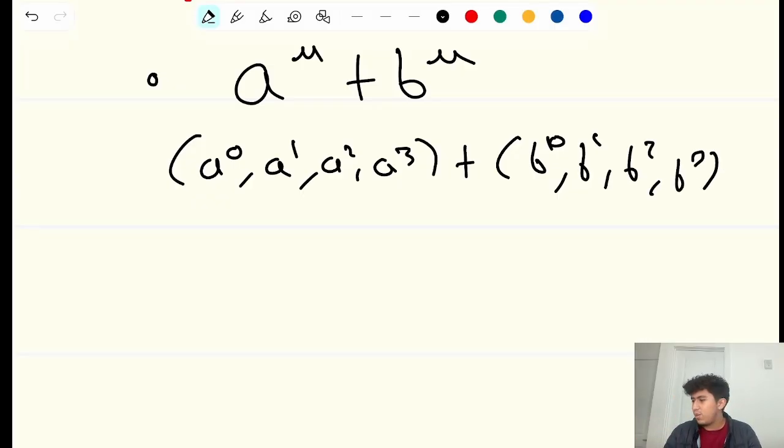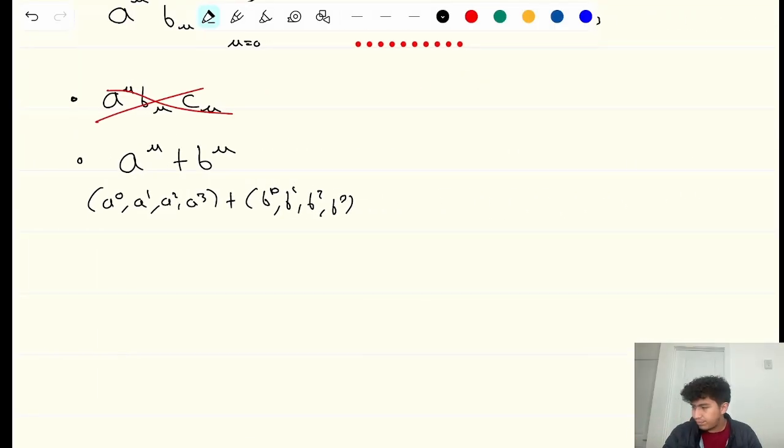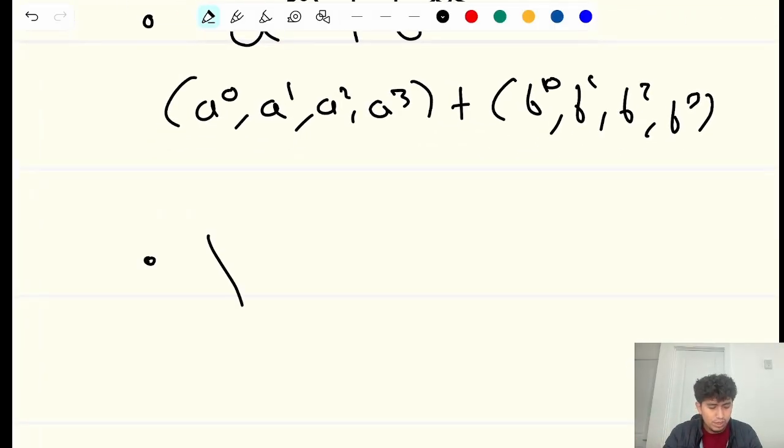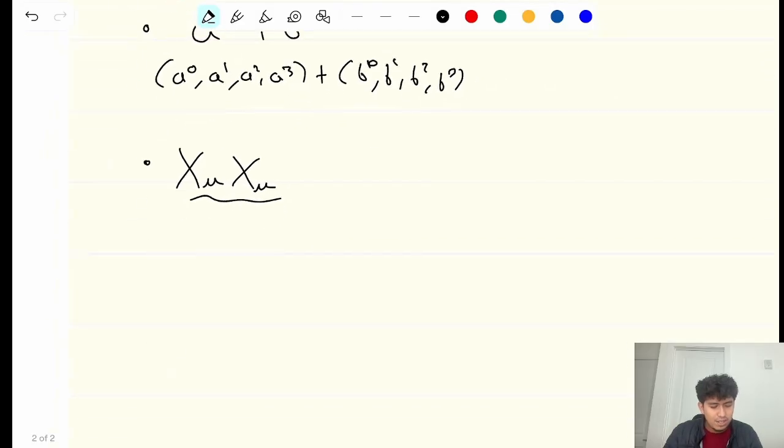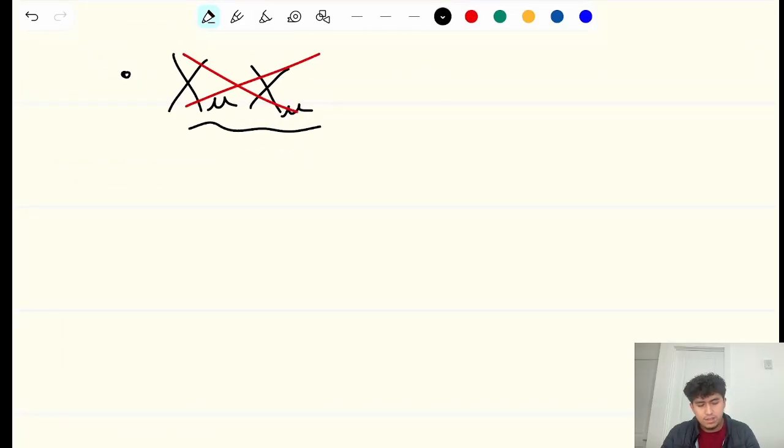Okay, cool. What else? Something else is wrong. If you do x mu, a 4 vector, times another 4 vector, and they're both lowered, that's bad. Don't do that. This doesn't make sense either. And what else? Yeah, that's it.